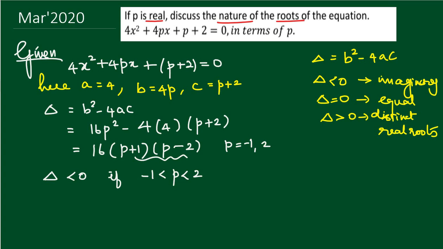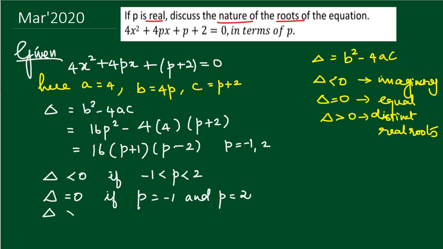Substituting the value p equal to 0, which lies between minus 1 and 2, we get 16 into (0 plus 1) into (0 minus 2), which gives 16 into 1 into minus 2, which is minus 32, which is negative. So delta is less than 0 if p lies between minus 1 and 2, and delta becomes equal to 0 if we equate these terms to 0, and we get p equal to minus 1 and p equal to 2.